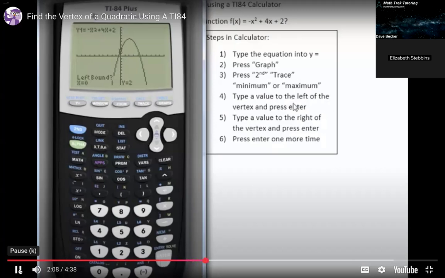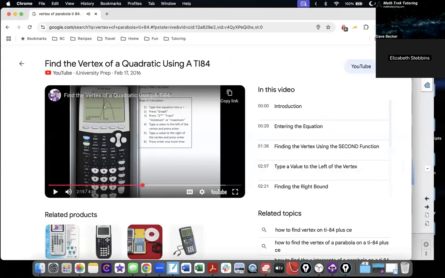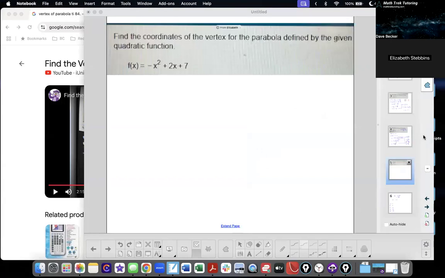Now we type a value that's to the left of the vertex and press enter. So here, we can just type in any x value that's to the left. Yeah, it's not working on my calculator. What's the matter with your calculator? It was just coming up as an error. Okay, so you probably entered something wrong, or your calculator is in some different mode, which I could help you with.